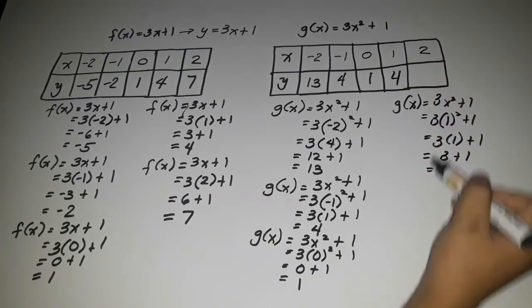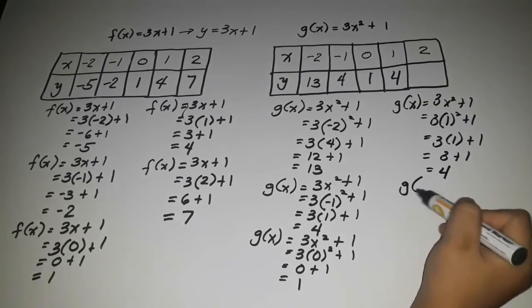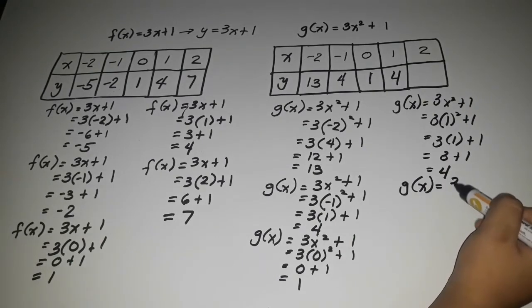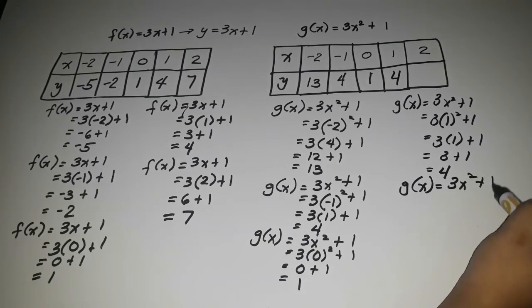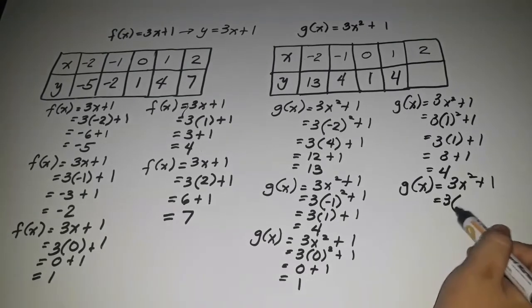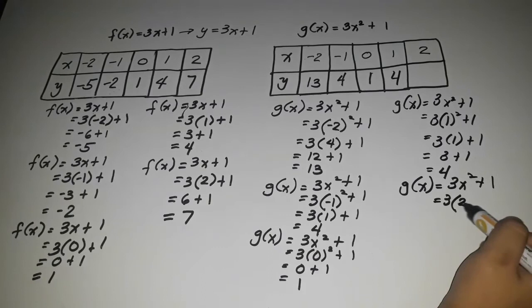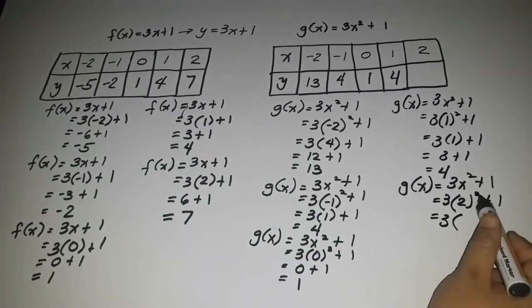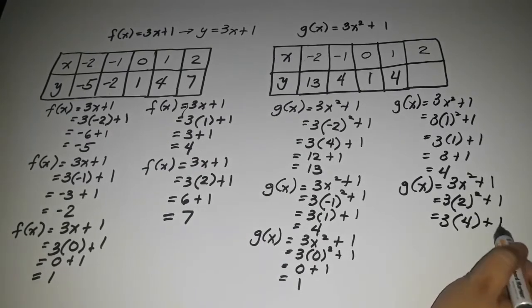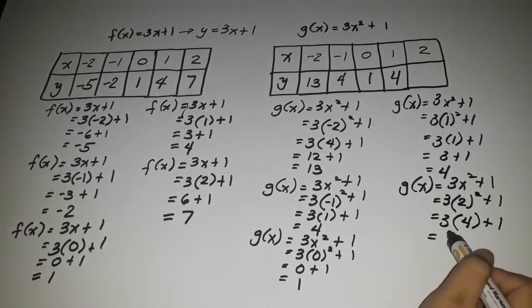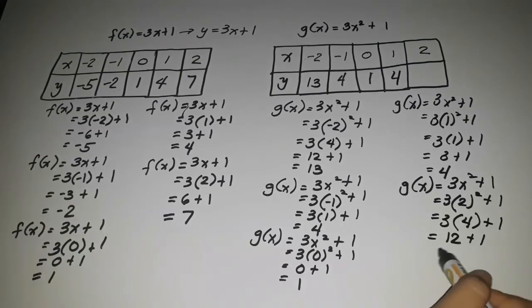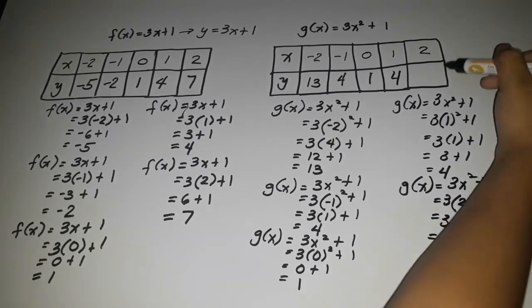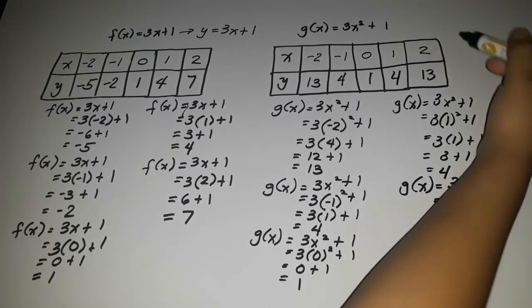Okay, last for x equals 2, we have g of x equals 3x squared plus 1. We have 3 times x is positive 2 square plus 1. 3 times, ang square ng 2 is 4 plus 1. We have 3 times 4 is 12 plus 1. 12 plus 1 equals 13. Therefore, the value of y or g of x is positive 13 if x is 2.